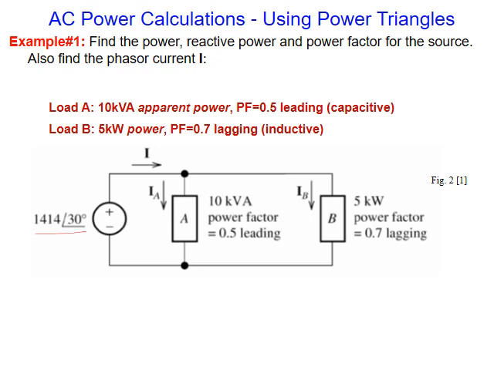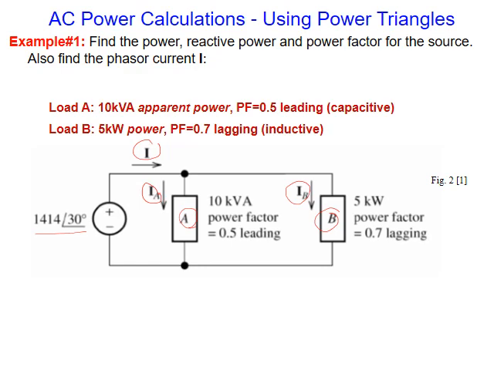Okay, we have two parallel elements. The total current I is divided into IA and IB, the current flowing through load A and the current flowing through load B. For each load, some information is given, and I will use this information to find the unknowns.